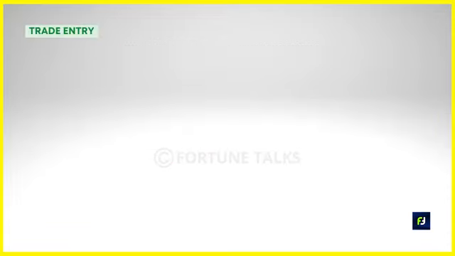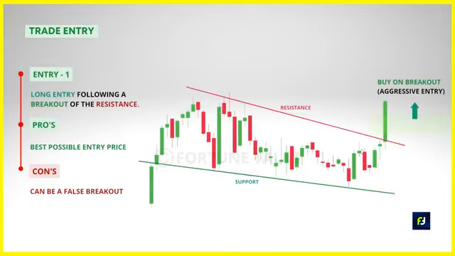Now we will talk about the entry criteria. So how do you better time your entry? The first approach is to go long when the price breaks above the resistance trend line. All you need to do is place a buy order above the resistance line and you will be immediately long when the price breaks out above the level. And if the breakout is real, this is one of the best prices to enter. But this is a very risky method and chances are it might be a false breakout.